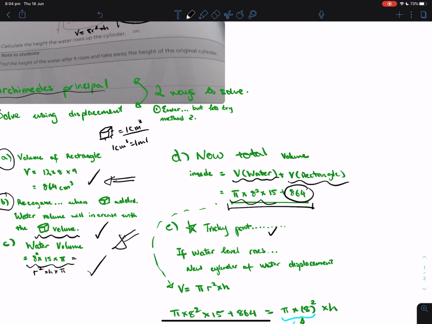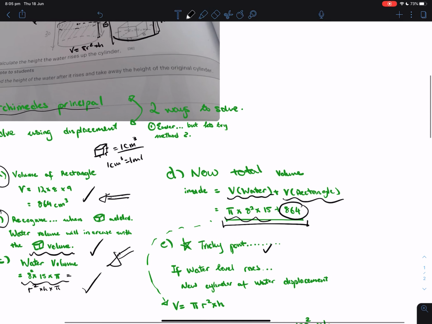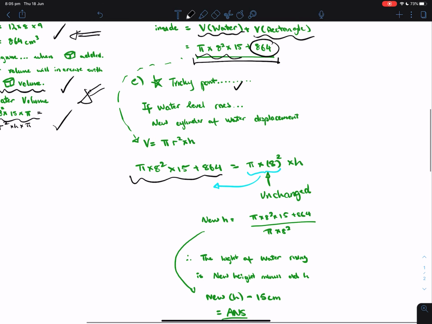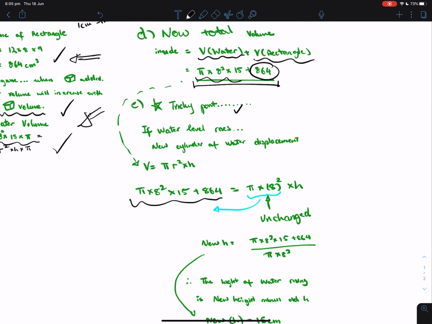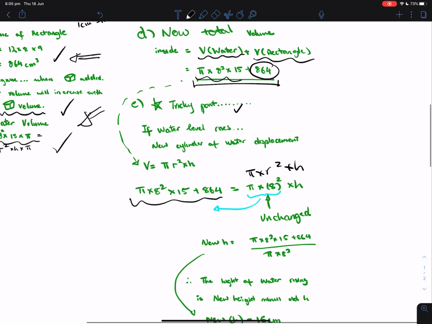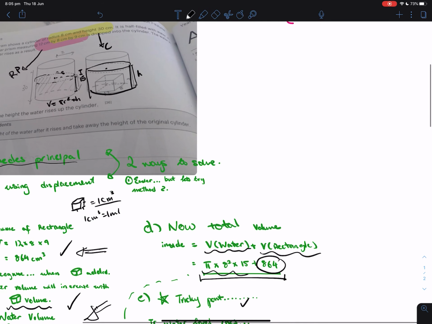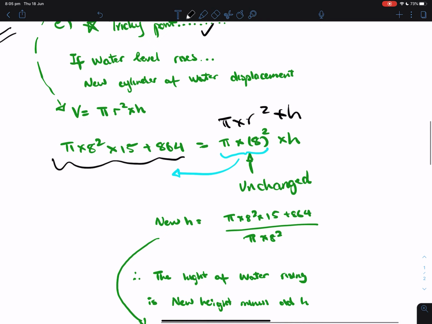If the water level rises, the new cylinder of water displacement should equal pi r squared h. It's still a cylinder, but the new volume is what we said above: pi times r squared times h plus 864. And this should equal pi times r squared times h. Pi is just pi, it's not a variable, it's 3.14159. Does the radius change for the new cylinder? No. The height changes, but the radius remains 8. So it will be pi times 8 squared times h.